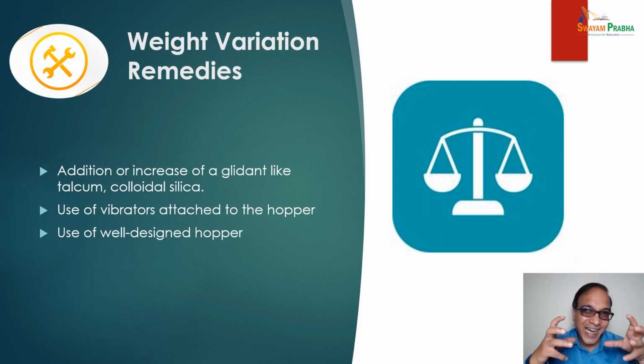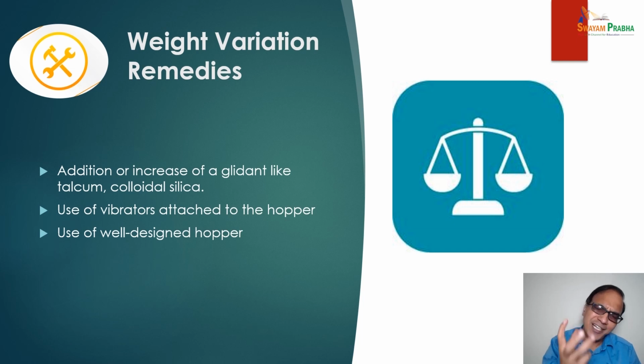Now let us focus on the remedies. Addition or increase of a glidant like talcum or colloidal silica may solve your issue. Use of vibrators attached to the hopper may avoid the weight variation. Use of a well-designed hopper may also solve your issue. So, a suitable glidant, use of vibrators attached to the hopper, and a well-designed hopper. These are the few remedies of weight variation.